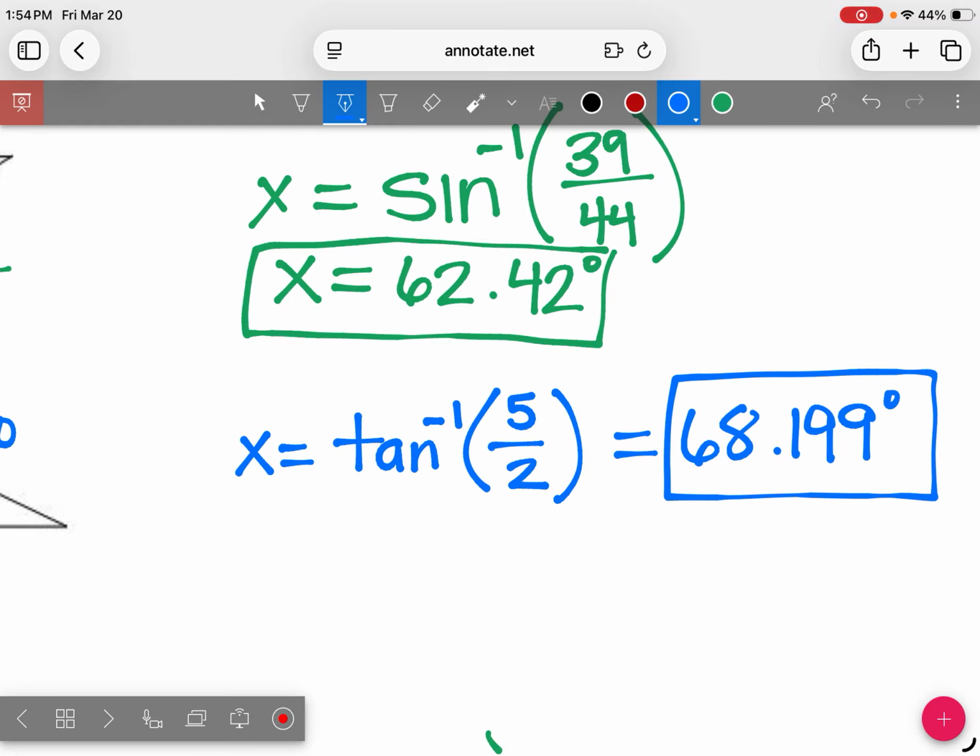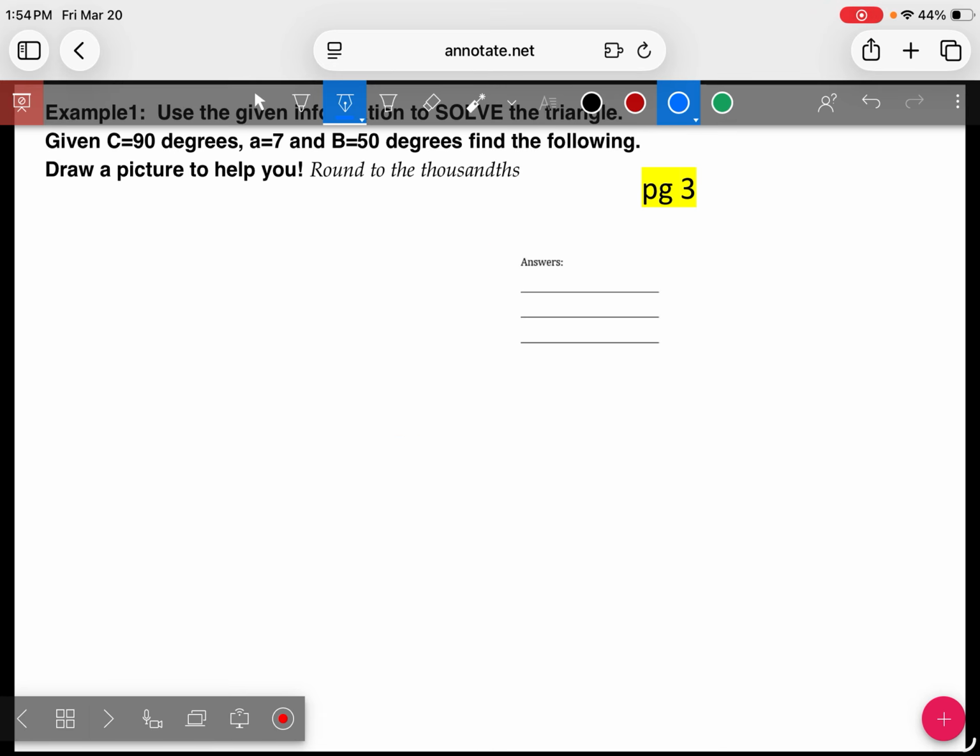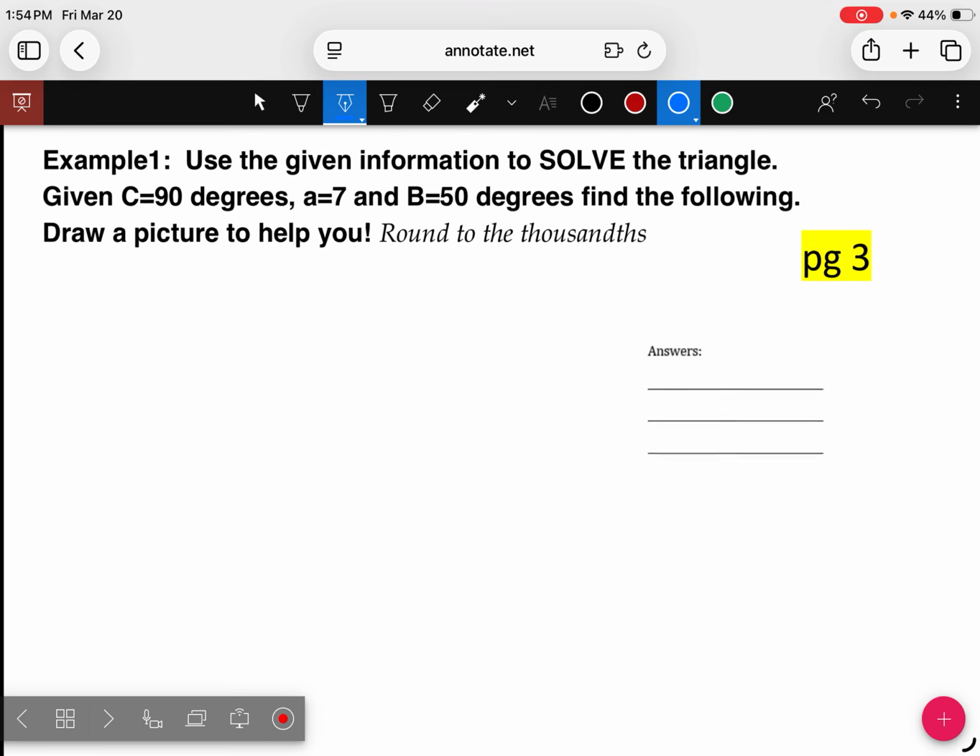Okay, so now that we have that, we're ready to start solving. All solving means is that anything they didn't give us, we have to find. So by the end of the question, we should know the measure of all 3 angles and the length of all 3 sides. So let's look at example 1.